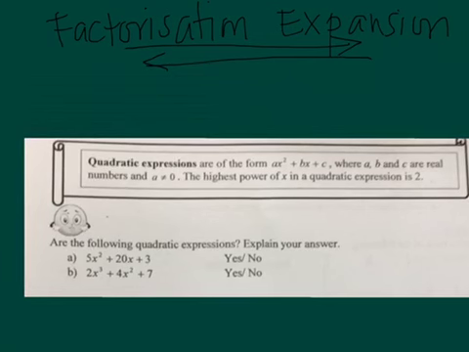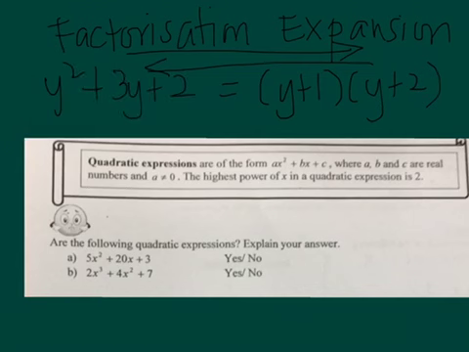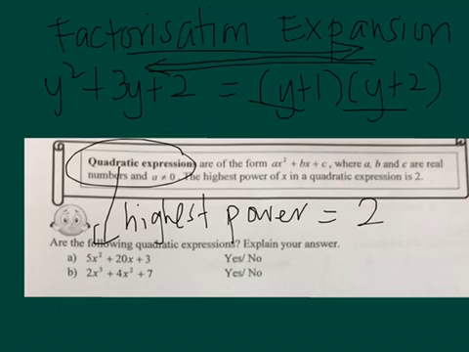For example, basically it is about the power. You know what's the power, right? The index. So when it comes to quadratic expression, you're referring to the highest power of the expression, and the highest power for quadratic is 2.